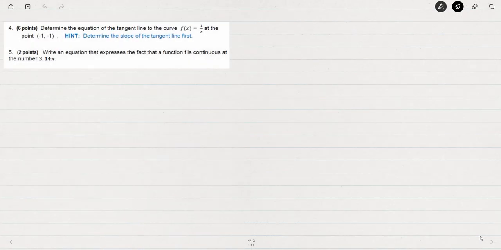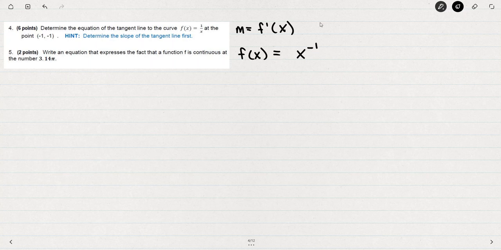Let's try number 4 and 5. Number 4, determine the equation of the tangent line. So the first thing I need to notice is that the slope of the tangent line is going to be equivalent to the derivative. So the derivative, now I'm going to think of this f of x, rather than using the quotient rule, I'm going to think of it as an x to the -1.